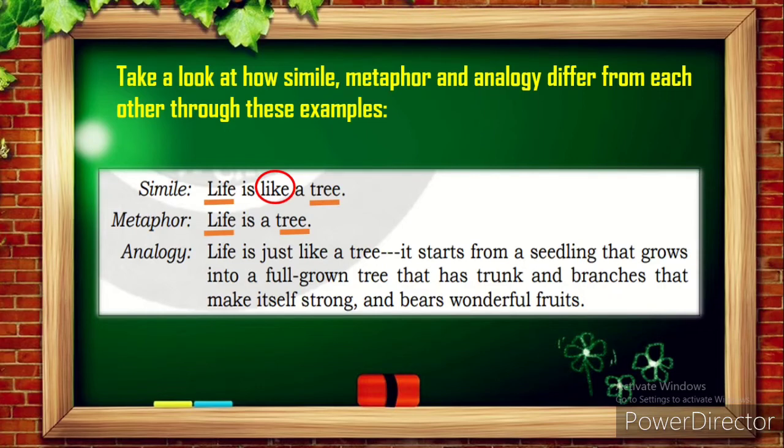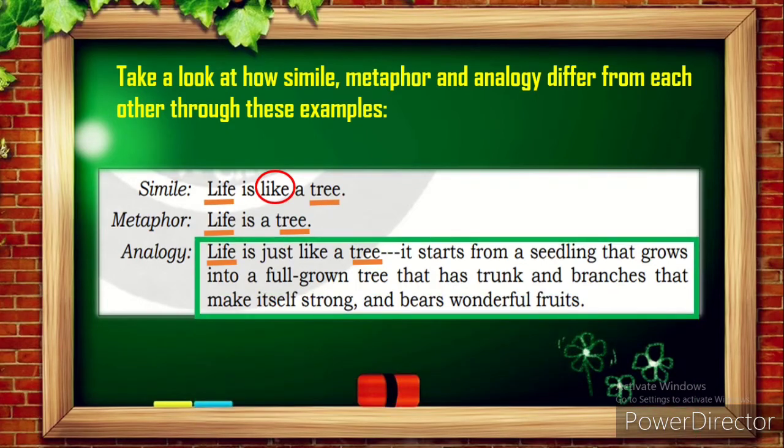Analogy. Life is just like a tree. It starts from a seedling that grows into a full-grown tree that has trunk and branches that make itself strong and bears wonderful fruits. We are comparing here also life and tree using the word like. But as you notice, there is an explanation or justification. We do not just compare, but analogy shows clear descriptions.